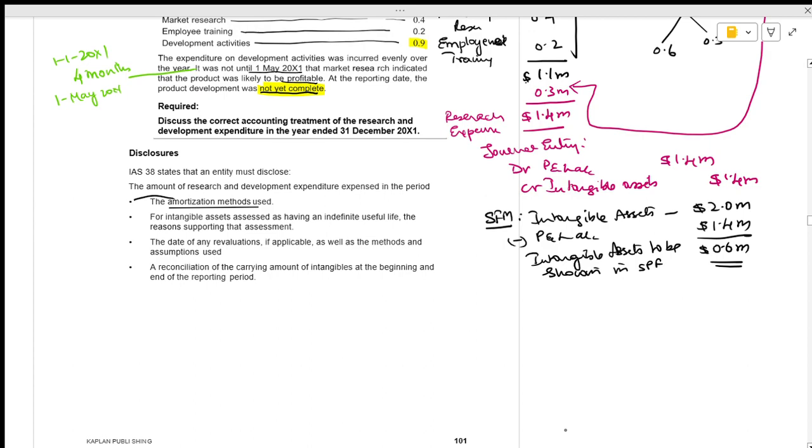Amortization method is used wherever there is a finite life. For intangible assets having an indefinite life, the reason supporting the assessment, we have to give justification. Okay, we have to give justification for the indefinite life. If there is any revaluation, we have to mention the date, the methods and its assumptions. And in the end, always make it a point that there should be a reconciliation at the beginning and the end of the period.